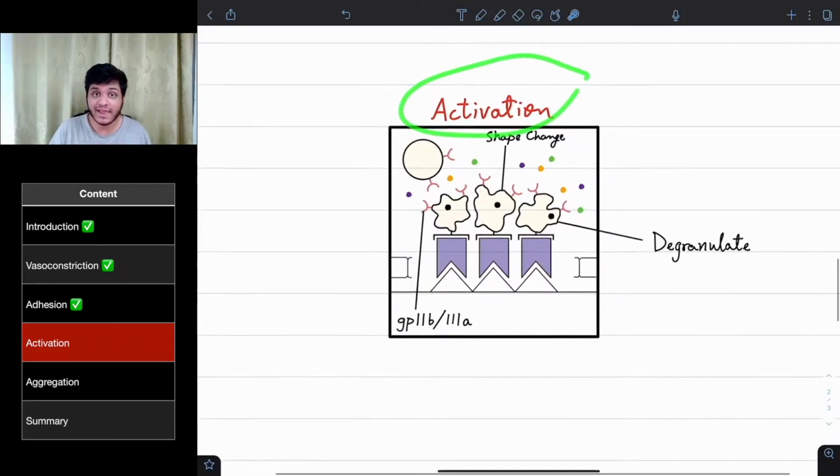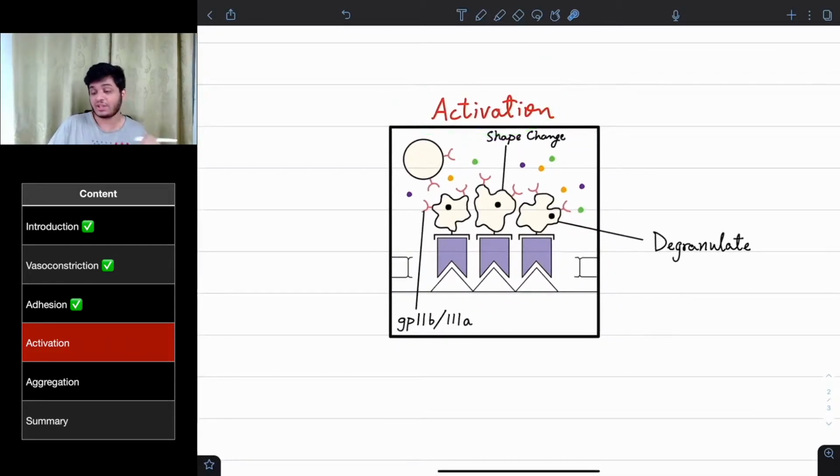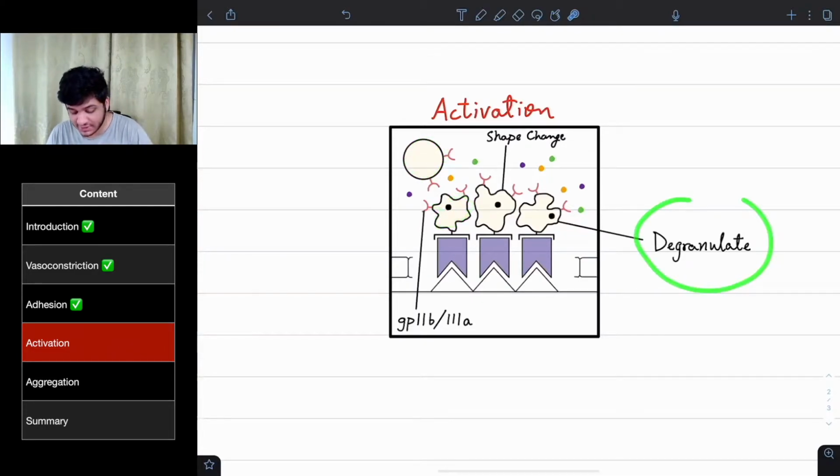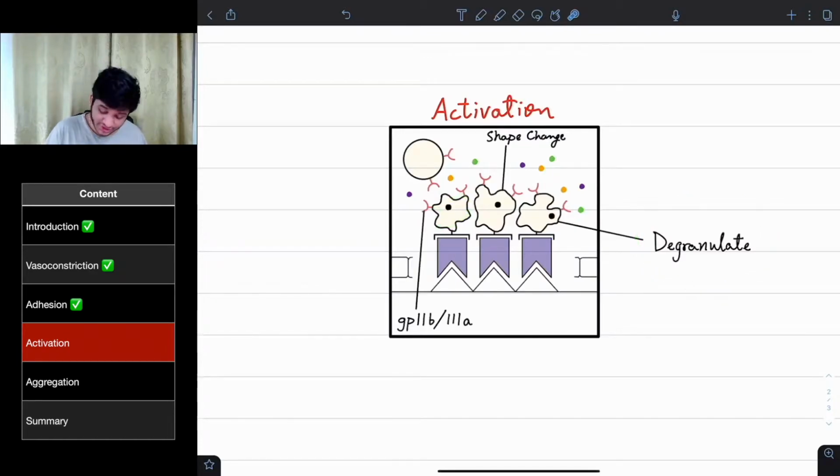Step 3 is activation. What is activation? Activation is basically a shape change or conformational change of the platelet. Okay, you could see the arrow here, shape change. You could see this is the normal platelet, in a representation of a circle, and you can see there's a shape change, right? These platelets do something called degranulate. What is degranulate? Degranulate is release of granules.